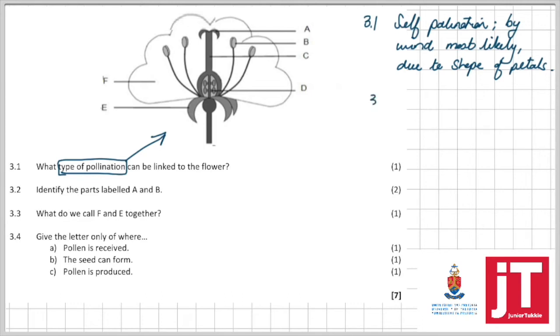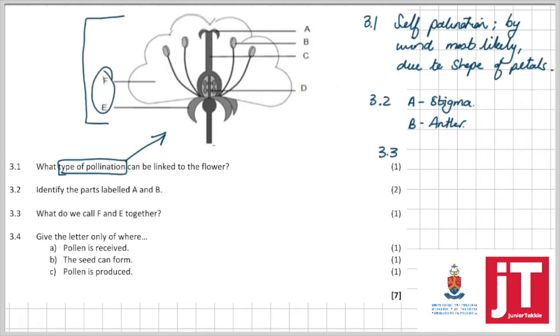Okay, if we look at the different parts that we're asked to identify here, it says identify parts A and B, and we've already done that when we get the context. We're working on our context, so these two questions become so easy for us to answer: the stigma and the anther. Question 3.3, what do we call F and E together? So in other words, those parts over there, and we find that being the perianth of the flower.